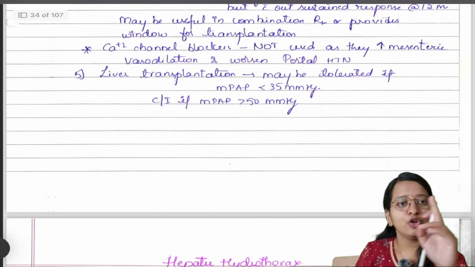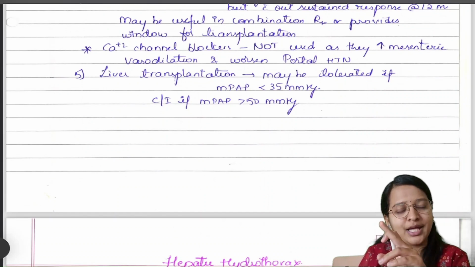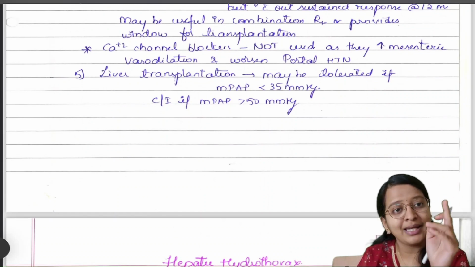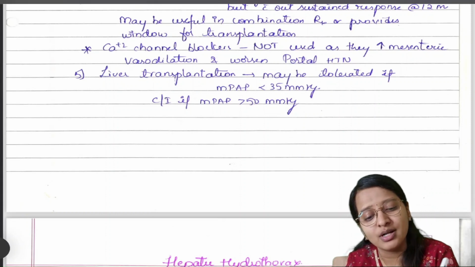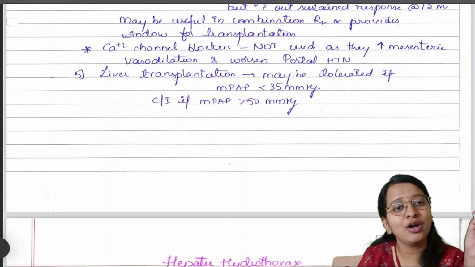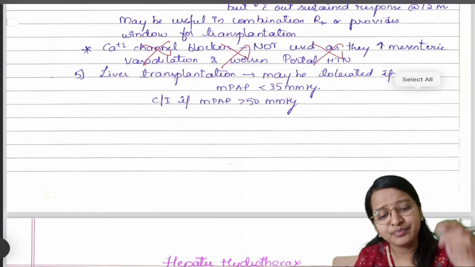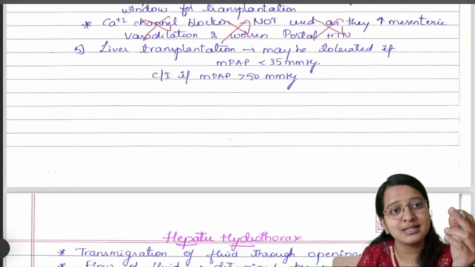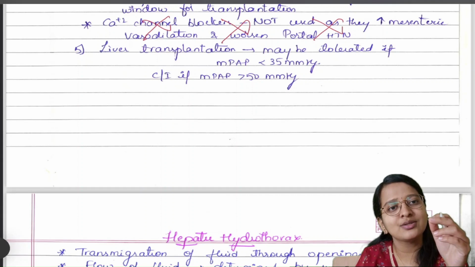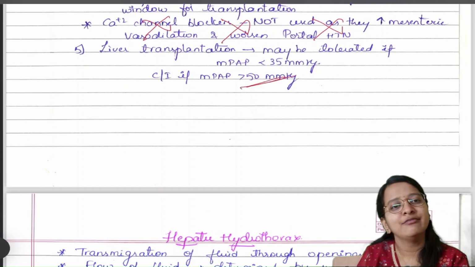Please remember, normally in pulmonary hypertension we can give calcium channel blockers. But in portopulmonary hypertension, we should avoid calcium channel blockers because they might worsen your portal hypertension. Lastly, liver transplantation is tolerated if your mean pulmonary arterial pressure is less than 35 mmHg, and it is contraindicated if it is greater than 50 mmHg.